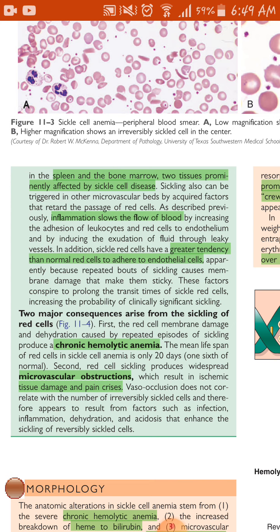Next, when there is sickling of the red blood cells, these red blood cells stick in the blood vessels, because they cannot easily pass through the blood vessels, and they cause obstruction of the blood vessels. So there is ischemia to the tissues and it causes pain crisis.